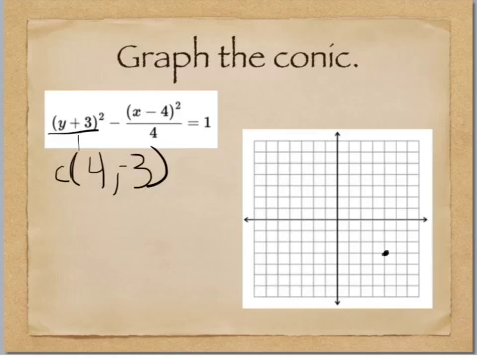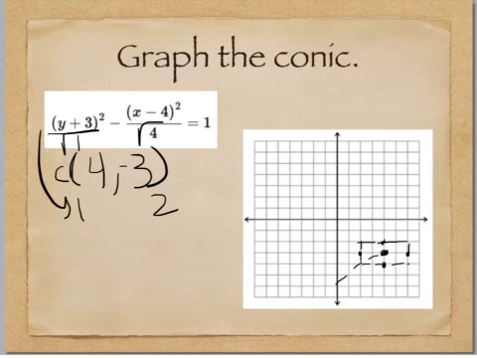Now we need to draw our box. So we take the square root of the denominators and get 1 and 2. The 1 is underneath the y, so we go up 1 and down 1 on the y. And the 2 is underneath the x, so we go over 2 on the x. And then we draw our box. And we draw our asymptotes. And because the y comes first, that's where the vertices are, this way and this way.